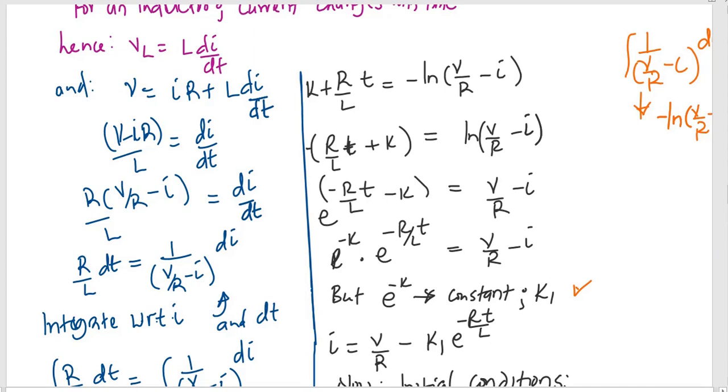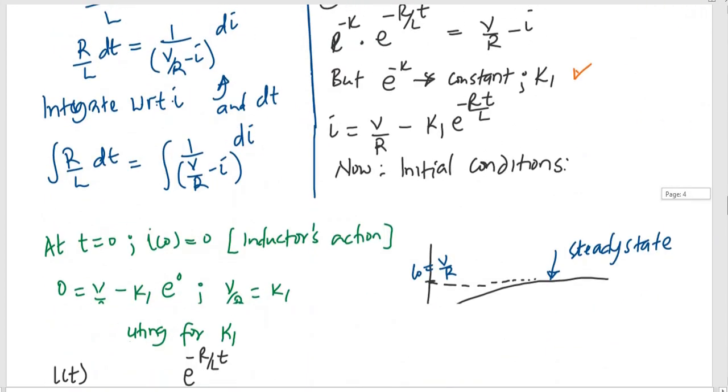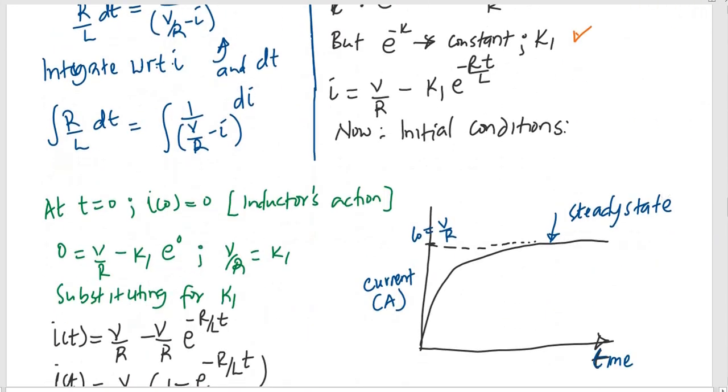What about when we substitute it in our formula? It therefore means that I is equal to V over R minus K1 exponential of negative R over L times t. So when we apply the boundary conditions or the initial conditions, it means that at t equal to 0, the current through the inductor is equal to 0 because of the inductor's action.